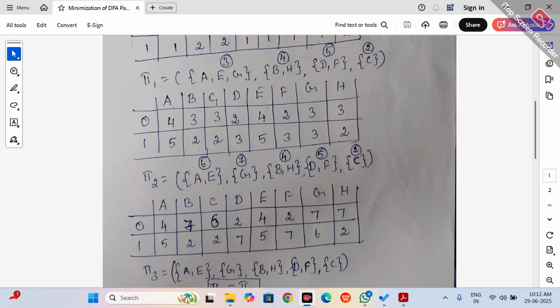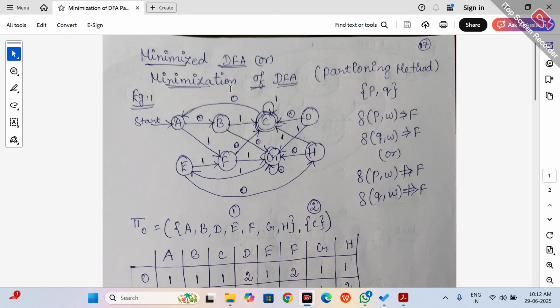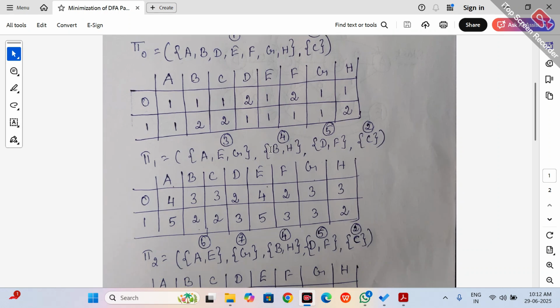Similarly, for state C, we have to check for the inputs 0 and 1. For C, 0 goes to A, and 1 is the self loop. So 0 goes to A. A is in the third group. And the self loop is C. So C is in group 2.